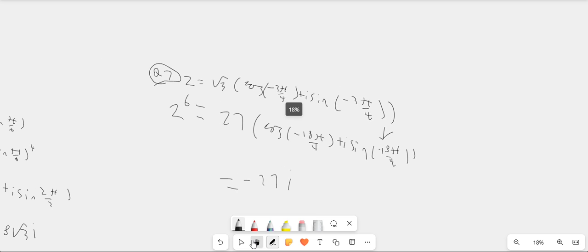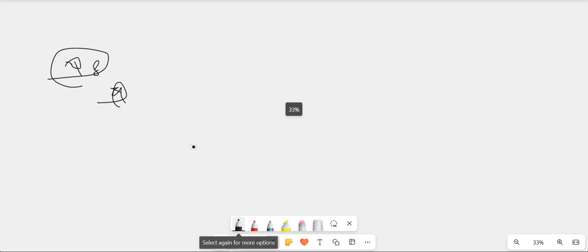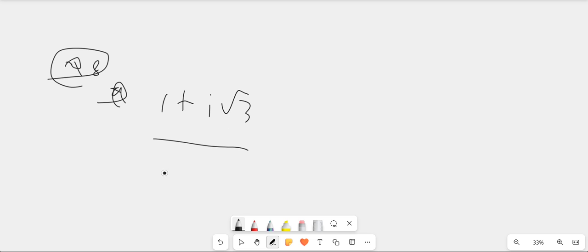Question 8a. What's he saying? He's saying express that in the form of that. Okay, no problem. 1 plus i root 3 over 1 minus i root 3.